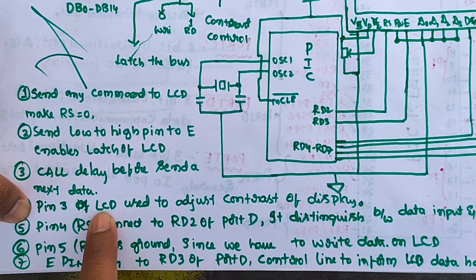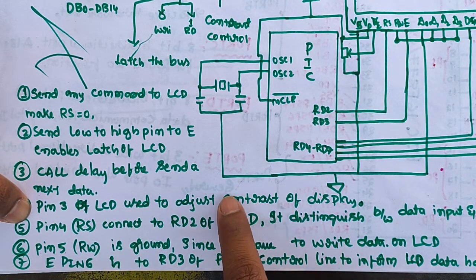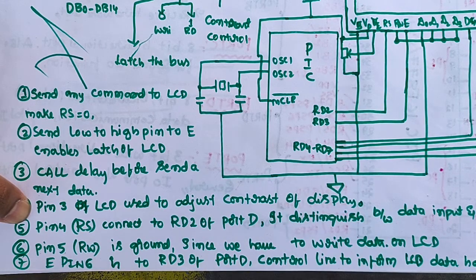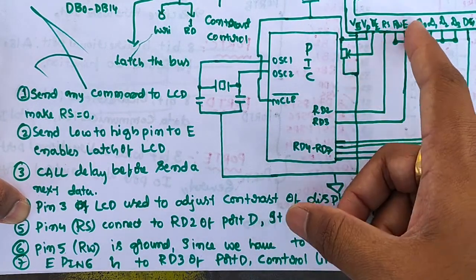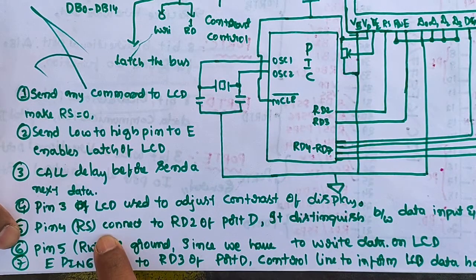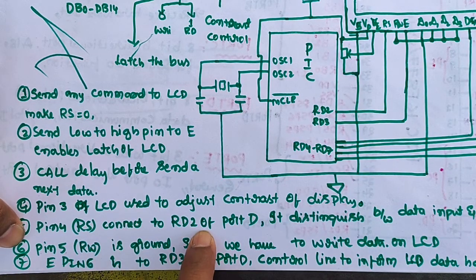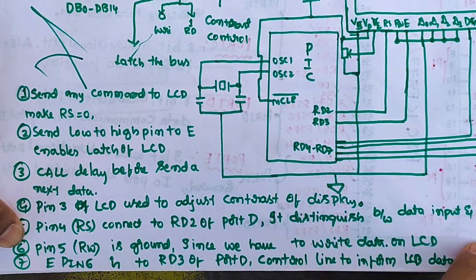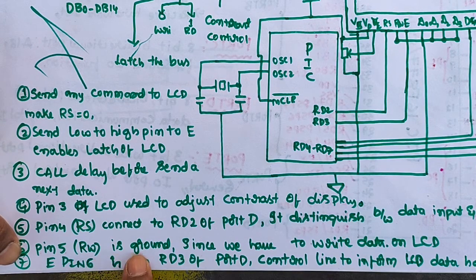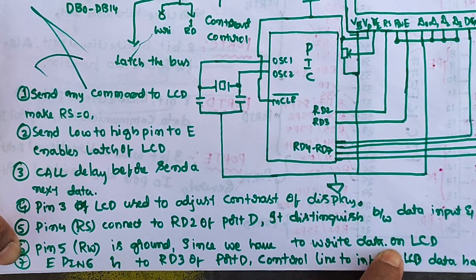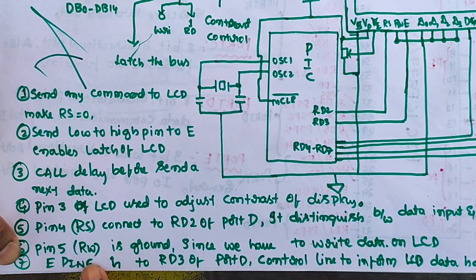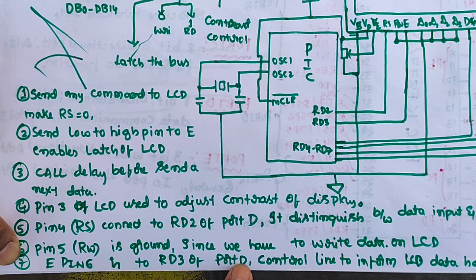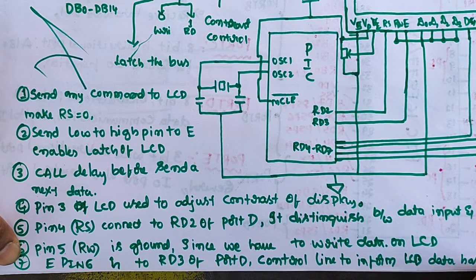Pin 3 of the LCD is used to adjust the contrast of the display. Pin 4, RS, is connected to RD2 of port D. It distinguishes between the data input and the command inputs. Pin 5, write, is grounded, since we only need to write data to the LCD. And the E pin is connected to RD3, a port D control line.